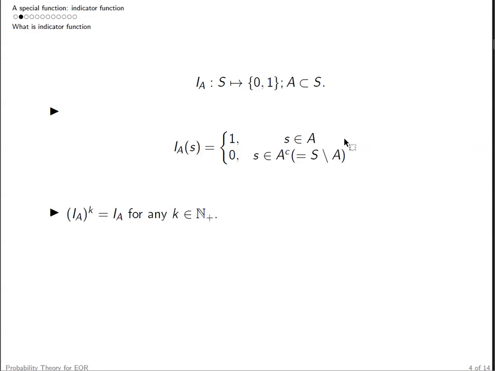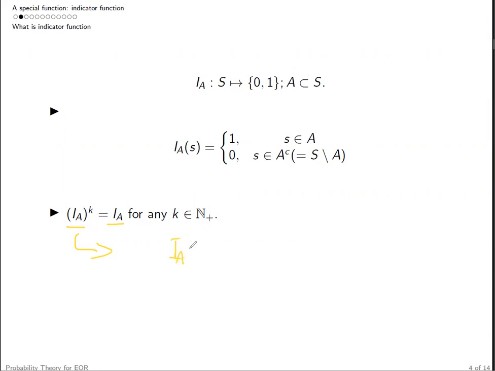Let's take a look at the first property. It's power invariant. So I_A to the power k, again a new function, is exactly the same as the original function, if this k is any positive integer. This is very easy to understand, given 1 to any power k is still 1, and 0 to any power k, if k is a positive integer, is still 0. So on both sides of this identity, they are the same function.